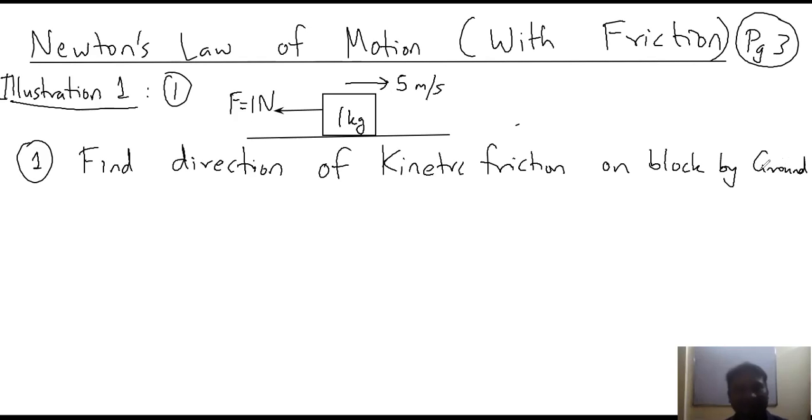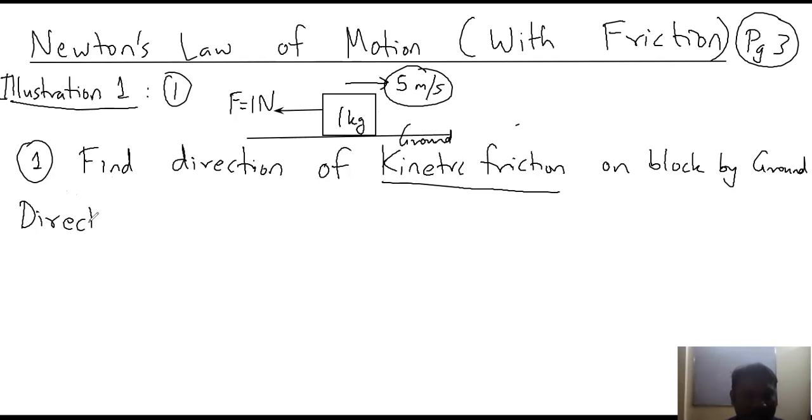In this case, the friction will obviously be kinetic friction because there is relative motion between the block and the ground. The block is moving with 5 meters per second with respect to the ground. So because there is relative motion, there is kinetic friction in this case. And we have to find the direction of kinetic friction.